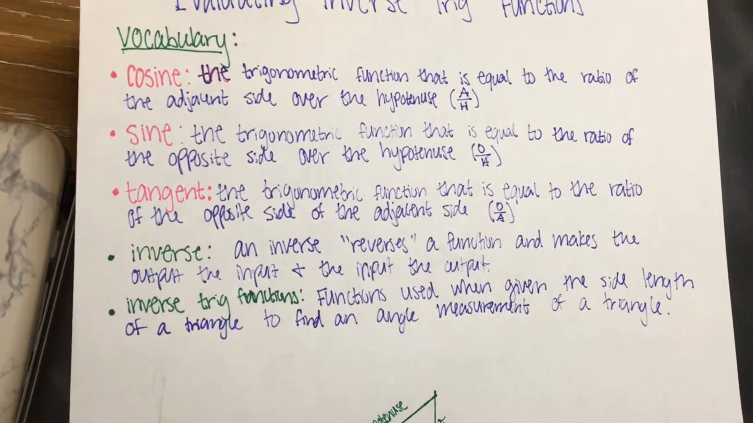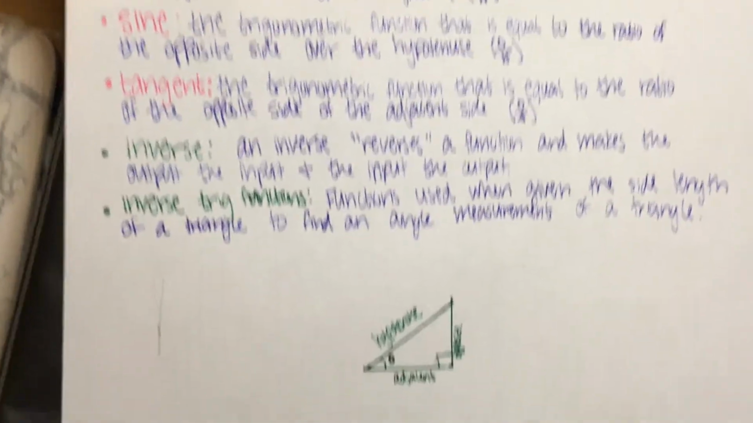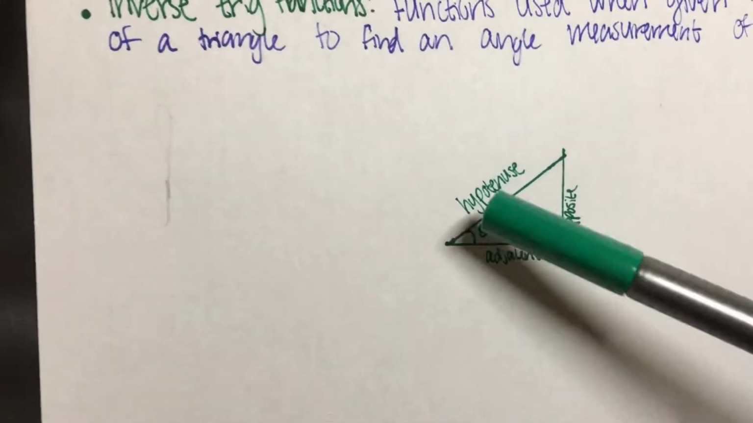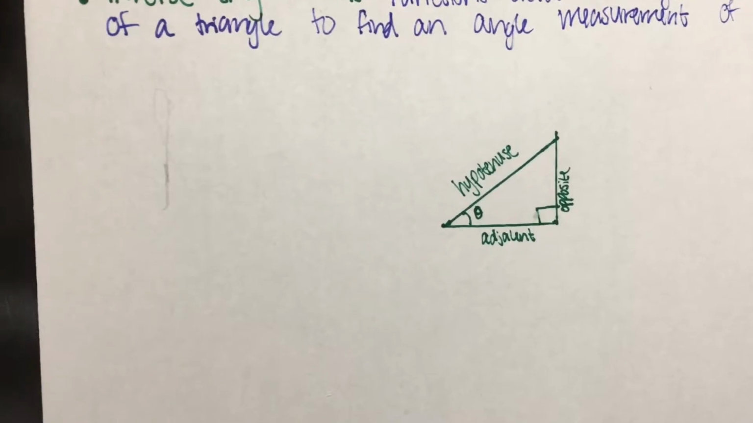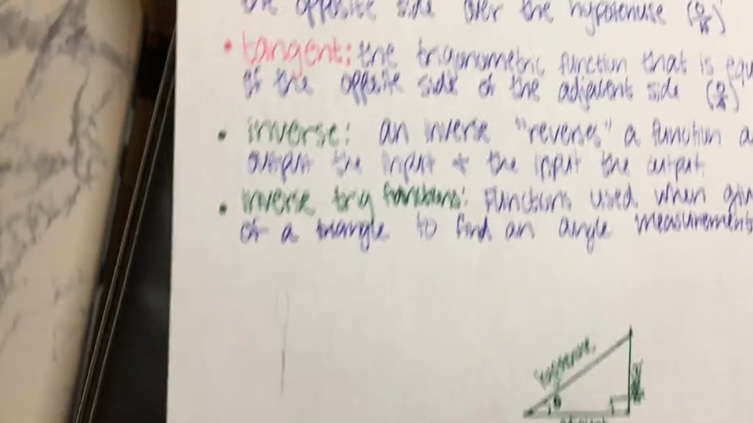Whenever we're talking about the adjacent or opposite sides, we're talking about them in relation to the angle theta. In this diagram, you're able to see that the hypotenuse is the longest side, and this is adjacent while this is the opposite side. So cosine is the ratio of adjacent over hypotenuse.